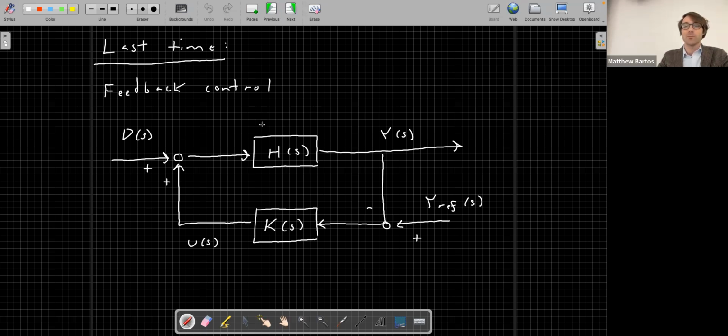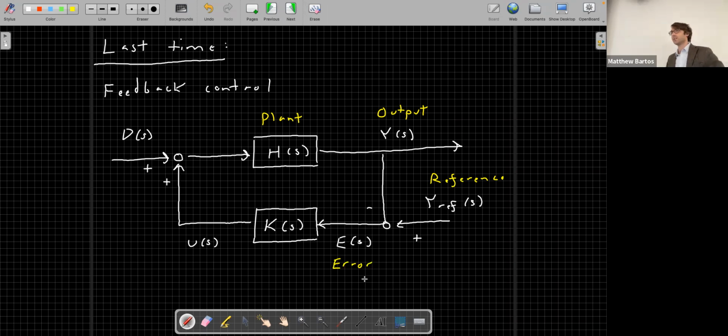So we have our plant. This will represent the transfer function of the physical system that we're trying to represent. We have an input coming into the plant, and that produces our output in the frequency domain, which we call Y of S. And then in the feedback control scheme, we feed back that output. We compare it with a reference signal that we are trying to track. And we subtract our observed output from the reference, which produces an error signal, E of S.